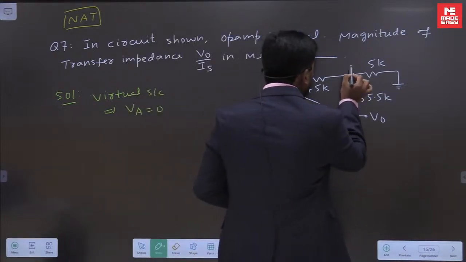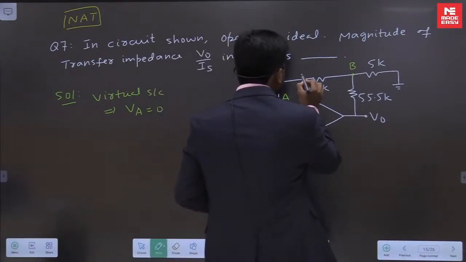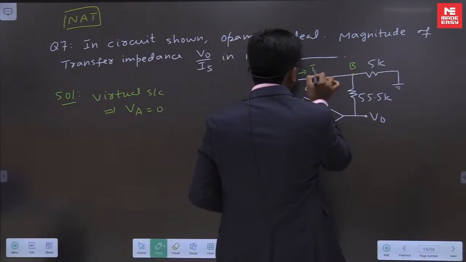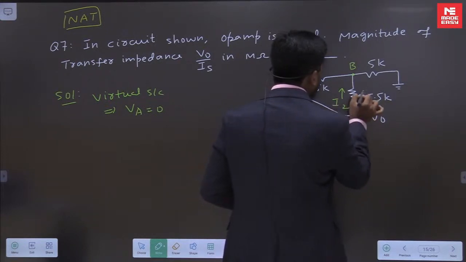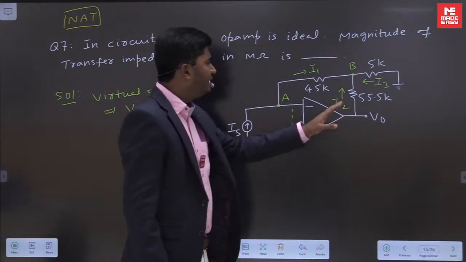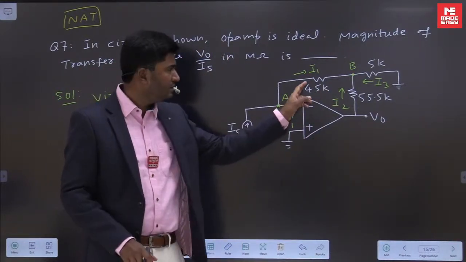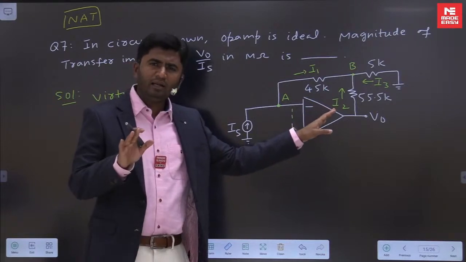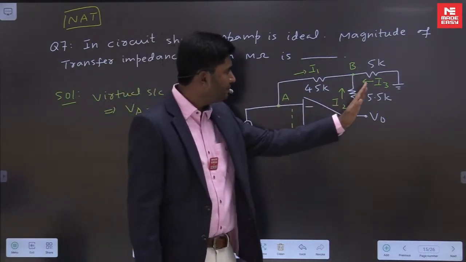You can call this node as B and then indicate some currents. Let us call this as I1, this current as I2 and this current as I3. You can indicate these currents in any direction. The direction of the currents does not matter. Ultimately the answer will be the same. Here I have shown currents in this way.